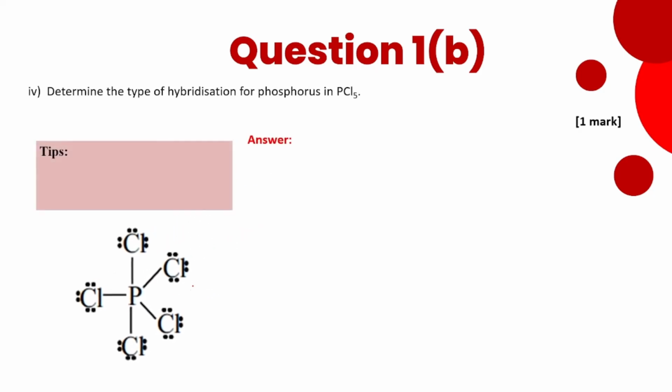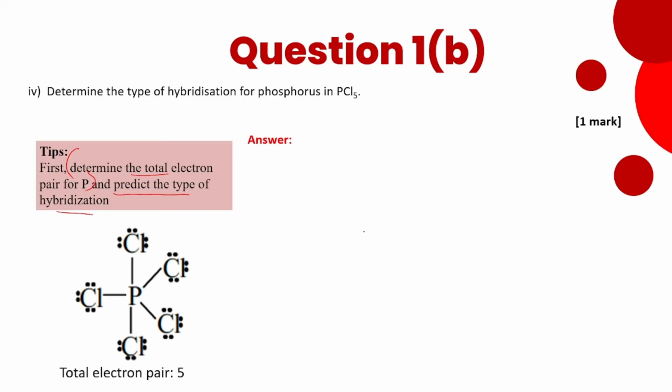For the next question, we need to determine the type of hybridization for phosphorus in PCl5. First thing first, you need to determine the total electron pair for phosphorus. You can use the information from the previous question, and we need to predict the type of hybridization. From the previous question, you know that the total electron pair is 5, because the bonding pair is 1, 2, 3, 4, 5, and there's no lone pair. So we have 5 electron pairs here. When we have 5 electron pairs, our answer is going to be sp3d.